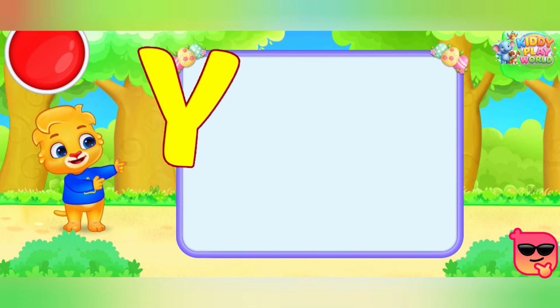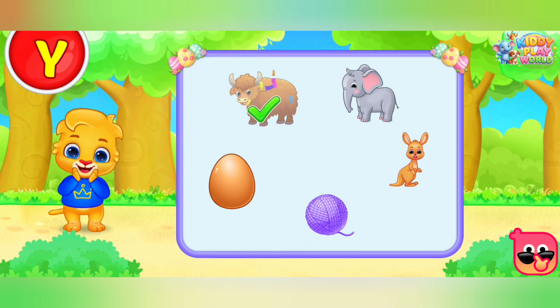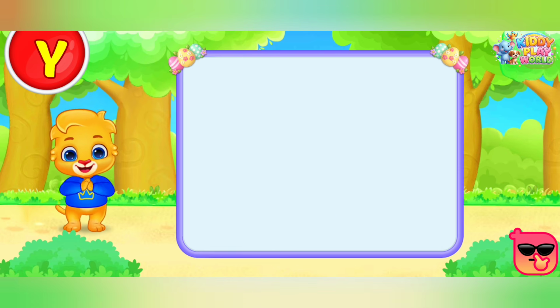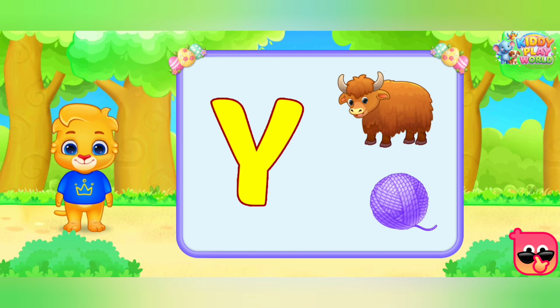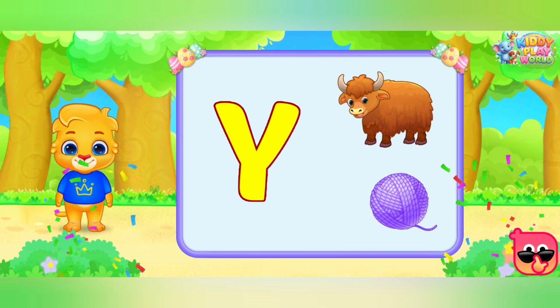Tap the picture that starts with letter Y. Y is for yak. Y is for yarn. Well done!